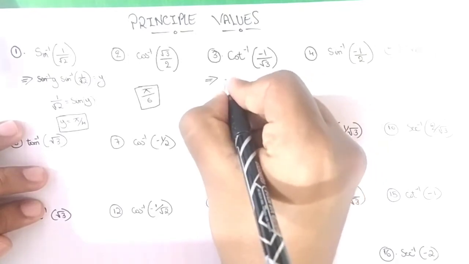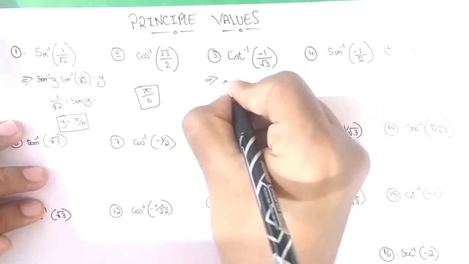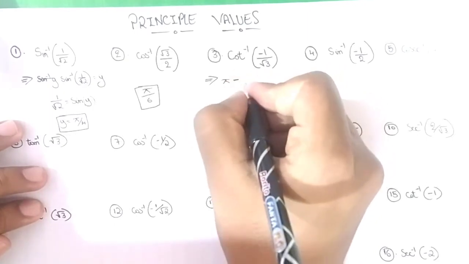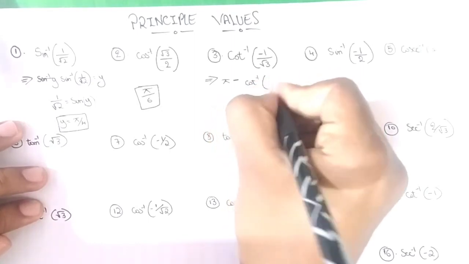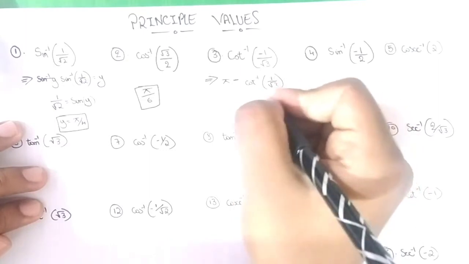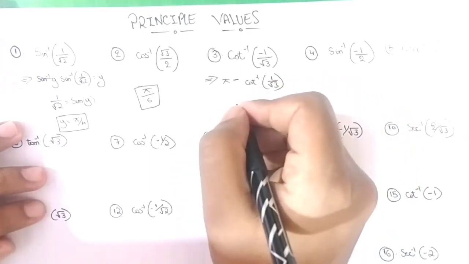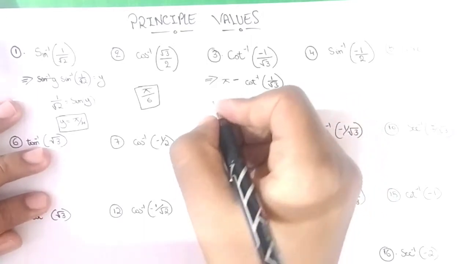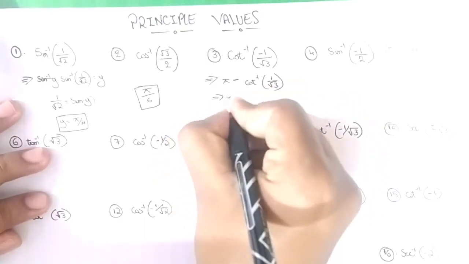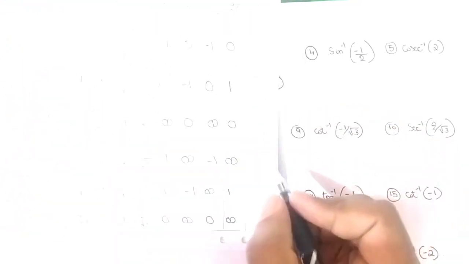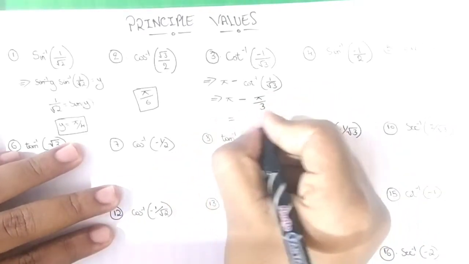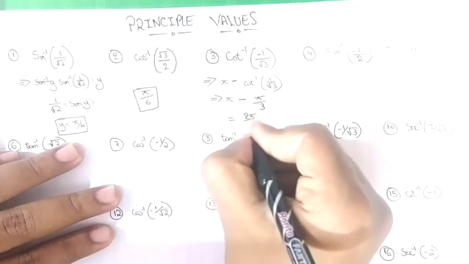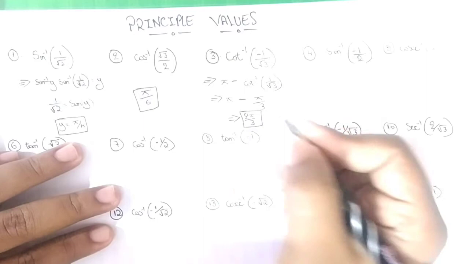Cot inverse of any negative value is pi minus cot inverse of the given value. That's pi minus cot inverse of 1 by root 3. Now pi minus cot inverse of 1 by root 3, that's pi minus pi by 3, where pi by 3 is 60 degrees in radian form. This is going to be 2 pi by 3.